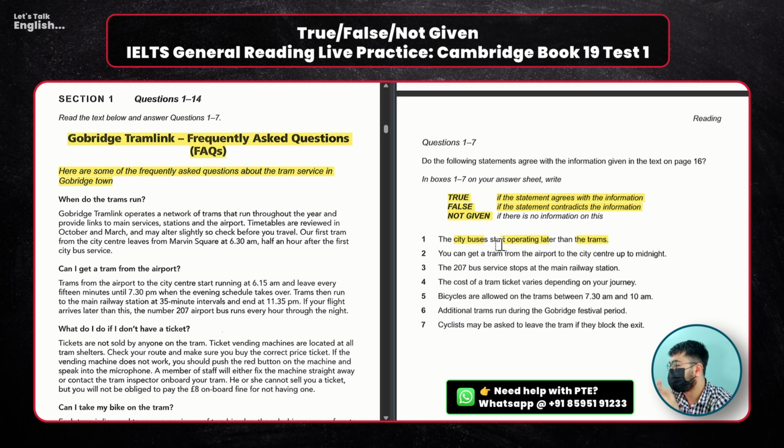The main keywords are city buses and trams start operating. And yeah, here you find it. First tram from the city center leaves from Marvin Square at 6:30 a.m., half an hour after the city bus service. So according to the passage, the tram leaves at 6:30 a.m. whereas city bus leaves at 6 a.m. But here the question says the city buses start later, which is opposite. So this answer is technically given. Yes, all keywords are there, and it is false because this is speaking completely opposite to what is written in the passage.